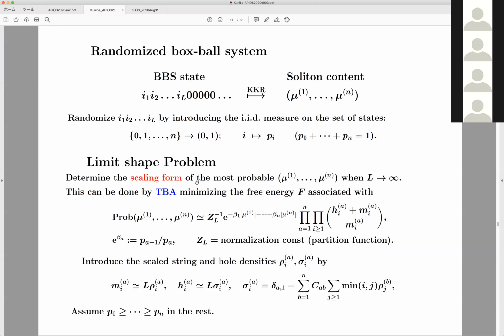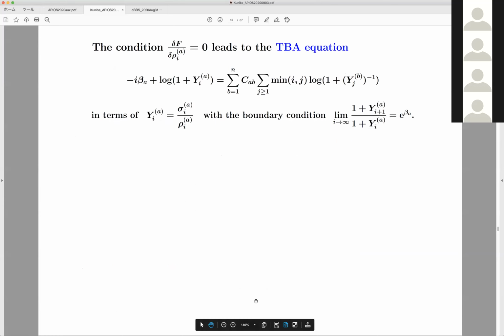And from here, technically, I assume this condition for these IID parameters. And now the task is rather standard. The problem is to maximize this quantity under the constraint like this, applying the Stirling formula and so on. So that leads to the so-called TBA equation of this form.